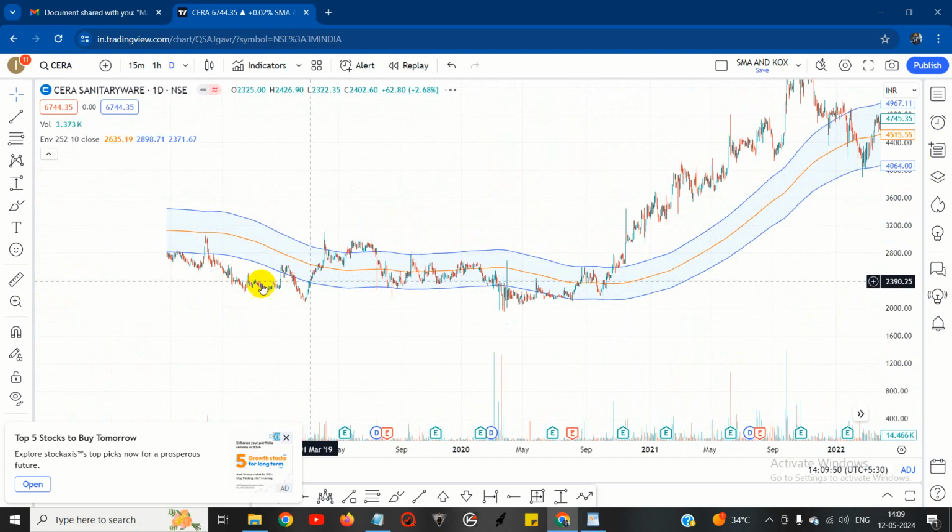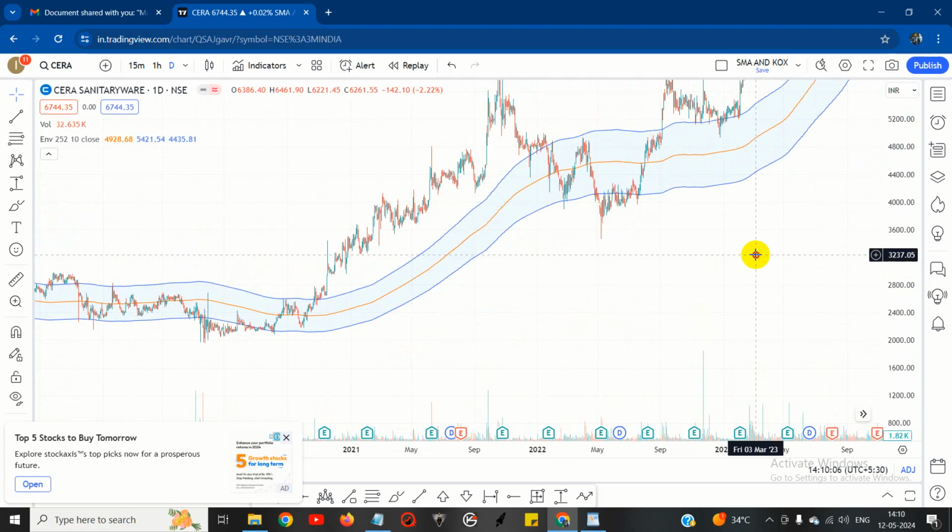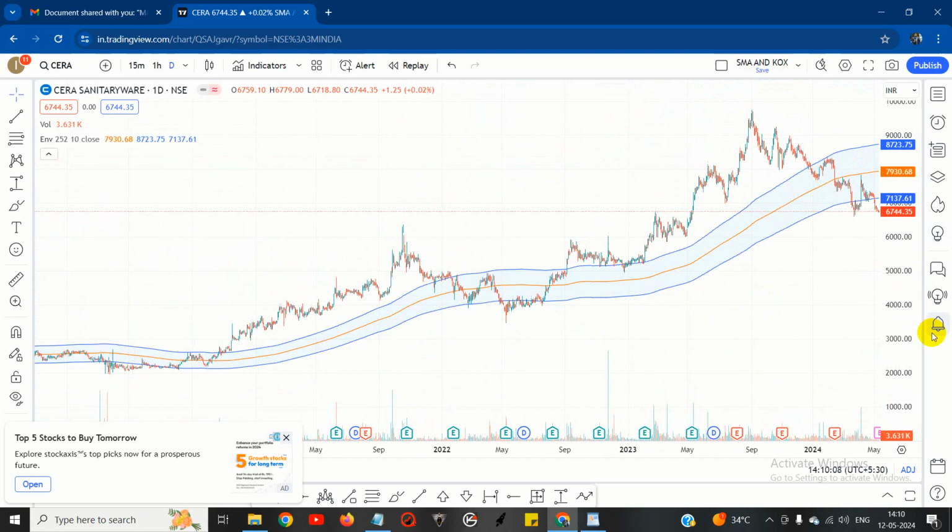See, if you buy here at this point, you can sell here at a gain of 10%. Again, if you buy here, again you can sell here at a gain of 10%. Just 1 or 2 days. Again, you sell at a gain of 10%. So you can earn money here also.